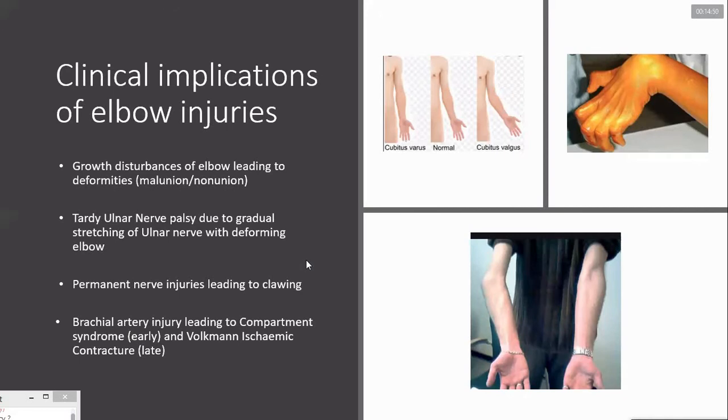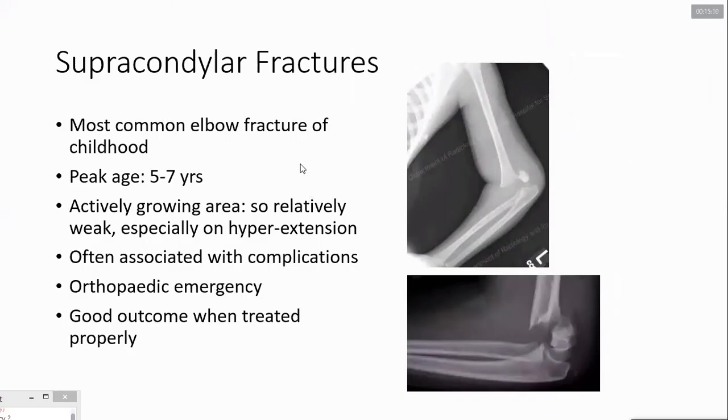So it leads to immediate compartment syndrome, and subsequently as it grows, there will be ischemia of the muscles, leading to shortening of the muscles and tendons, and giving this kind of hand deformity, which is known as Volkmann's ischemic contracture. We'll be having separate lectures on this. So, going to supracondylar fractures now. I think you should pay a little bit of attention to these specific topics.